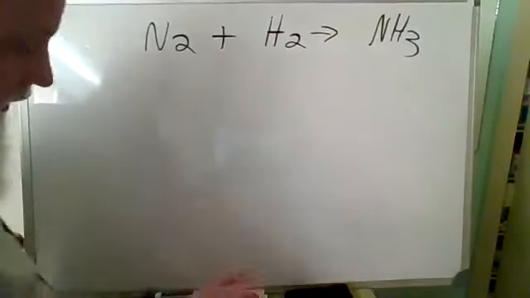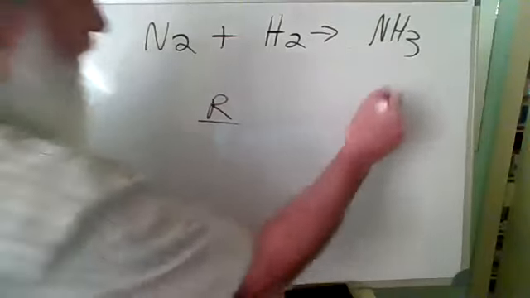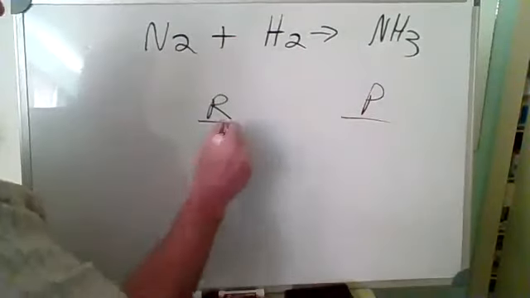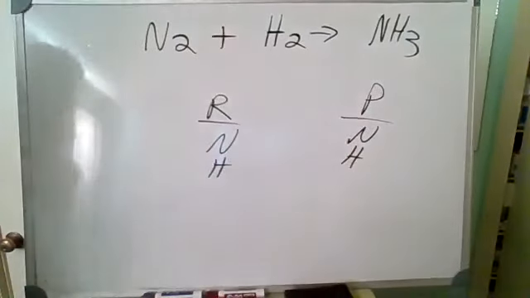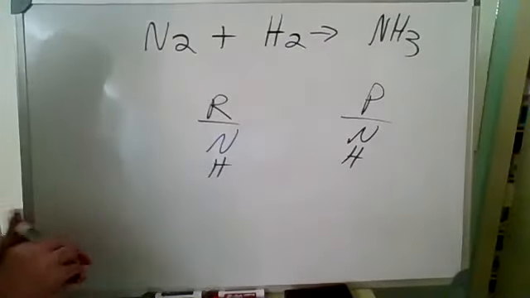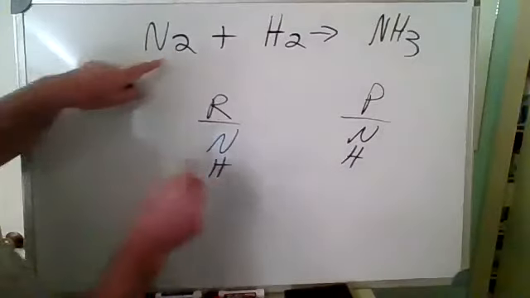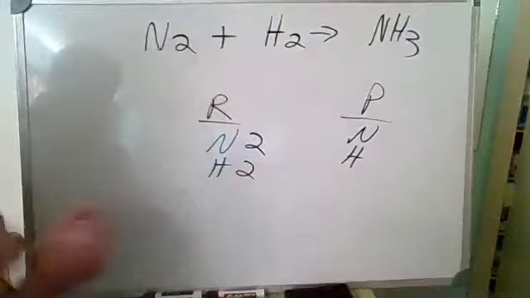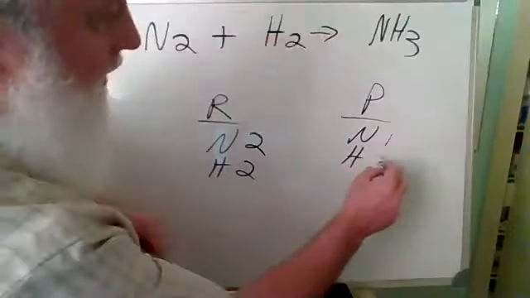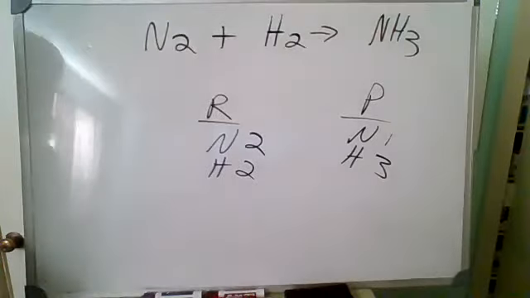The way I like to do this is I just write down reactants and products. I write down the atom types, the same order on both sides. Then I write down how many of each element there are. So there's 2 nitrogens and 2 hydrogens here. Here there's 1 nitrogen and 3 hydrogens.